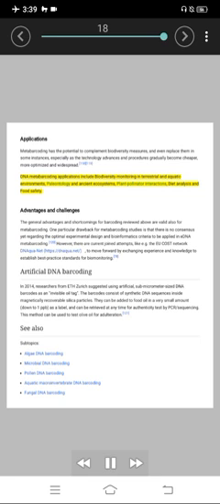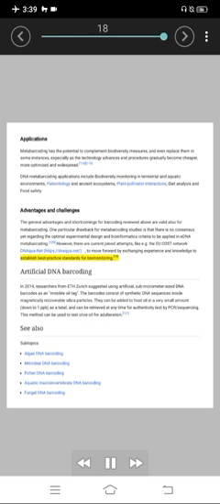Advantages and challenges. The general advantages and shortcomings for barcoding reviewed above are valid also for metabarcoding. One particular drawback for metabarcoding studies is that there is no consensus yet regarding the optimal experimental design and bioinformatics criteria to be applied in eDNA metabarcoding. However, there are current joint attempts, like the EU COST Network DNAqua-Net, to move forward by exchanging experience and knowledge to establish best practice standards for biomonitoring.